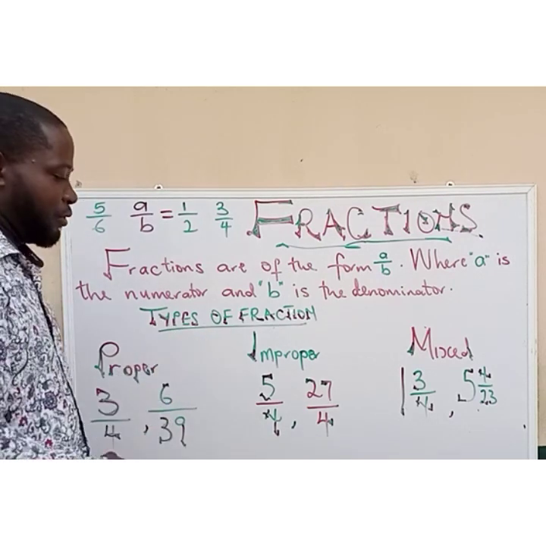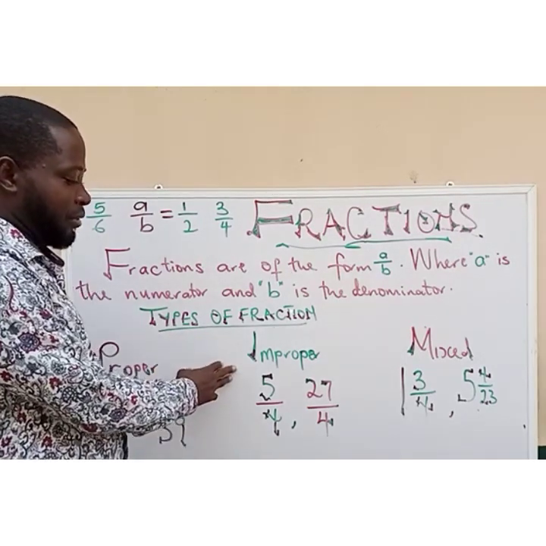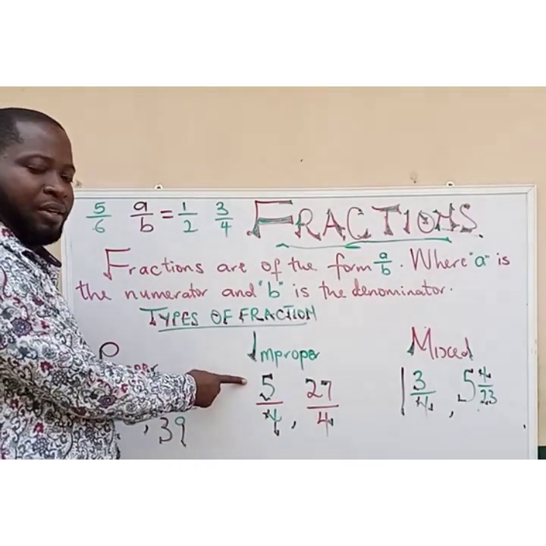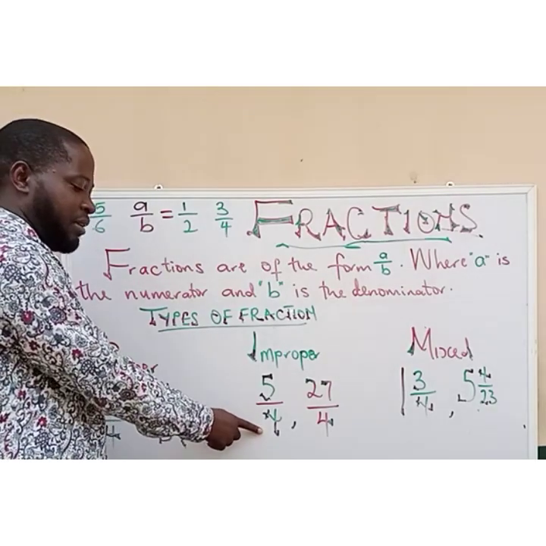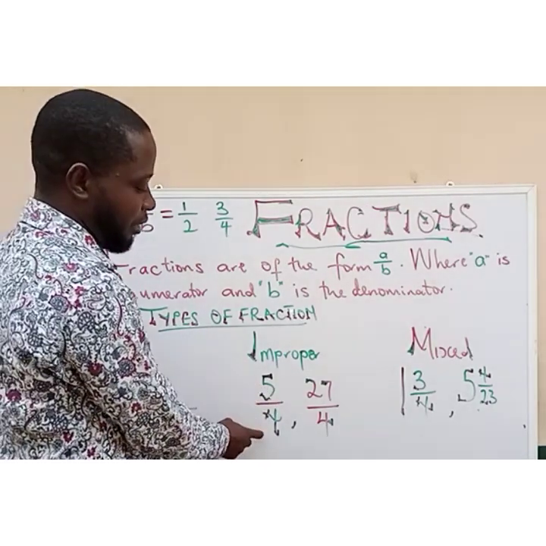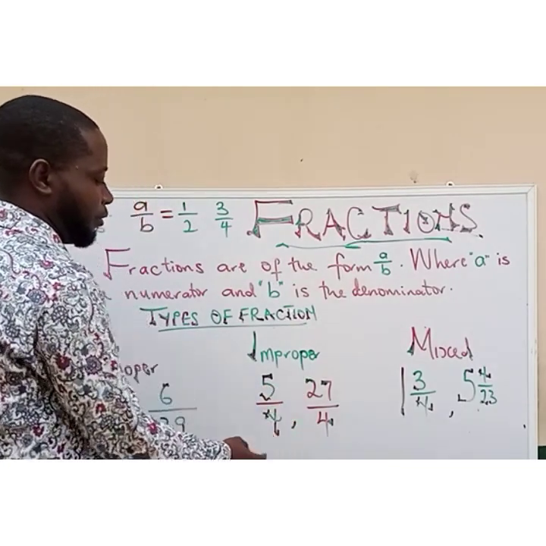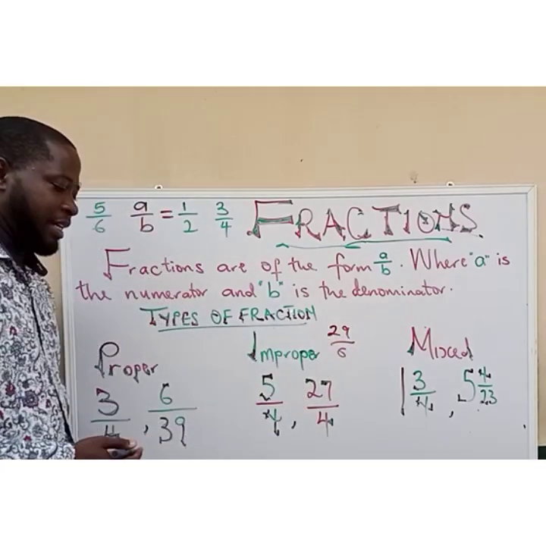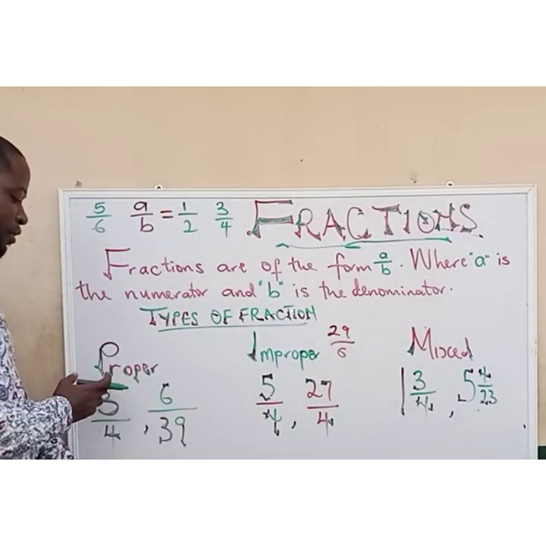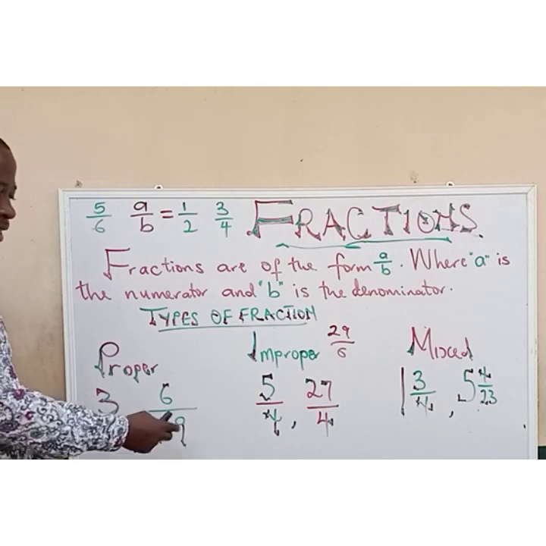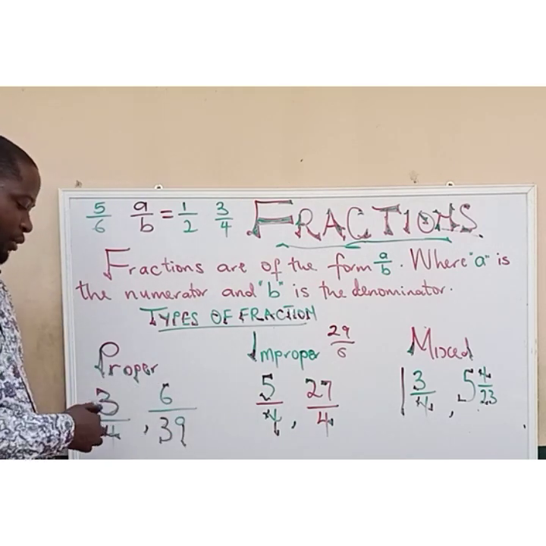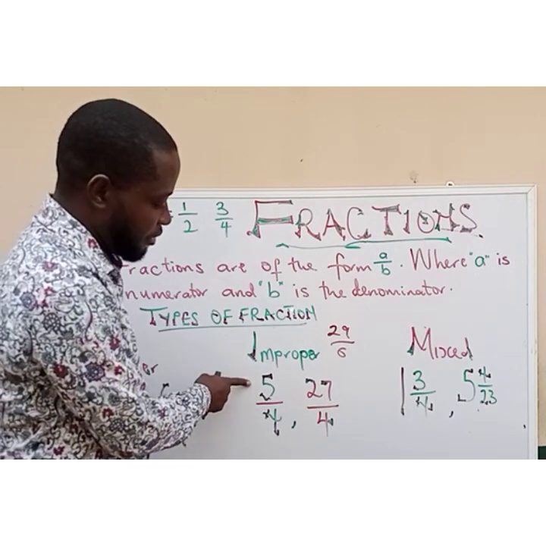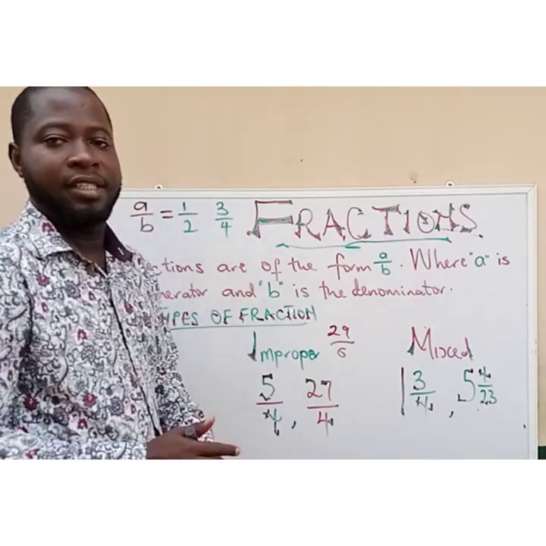So now let's move to improper fractions. Improper fraction is the opposite of proper fraction. Here the numerator is bigger while the denominator is smaller. You can say 5 all over 4, and this one is 27 all over 4. You can have 29 all over 6 and so on. Here we have 3 all over 4, and here we have 5 all over 4. So here the numerator is smaller and the denominator is bigger, while here the numerator is bigger and the denominator is smaller.